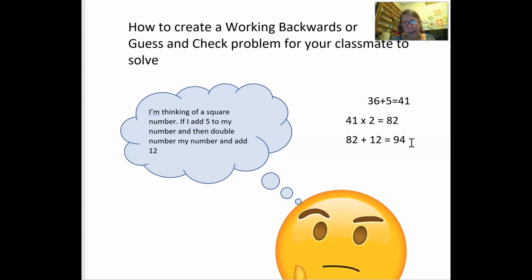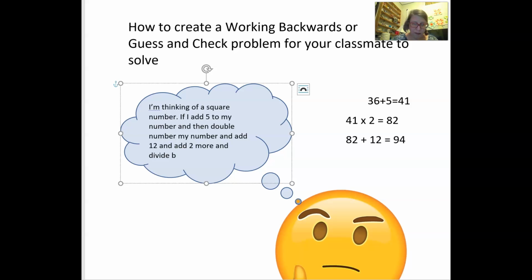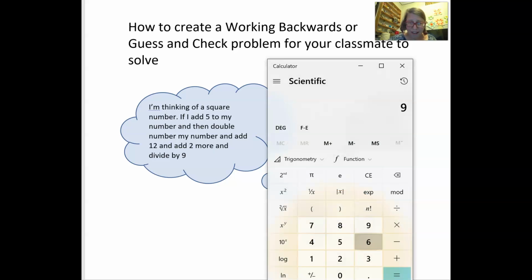94, no. Let's see, 96 is divisible by 9. So I could say, and add 2 more, and divide by 9, because they all know that's divisible by 9. So now I'm doing 94 plus 2. 94, sorry it's so tiny, plus 2. I get 96. And now I want to divide it by 9. I'm going to call up my calculator here. Divide it by 9. Oops, it's not divisible by 9. Darn it.